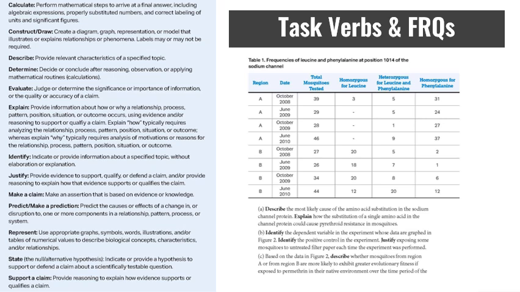Those FRQs are important though because the task verbs are very specific. If they're asking you to calculate, that's fairly obvious, but if they're asking you to describe something, you should know that that means here, provide relevant characteristics of a specified topic. If they ask you to explain, you'll notice that that's significantly larger in what they are expecting. A describe, provide relevant characteristics, that might be a sentence, whereas an explain, provide information about how or why a relationship, process, pattern, whatever occurs using evidence and or reasoning to support or qualify a claim. That means explains are going to be harder and require more than describes.